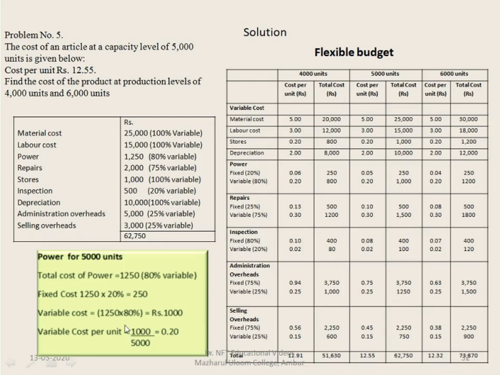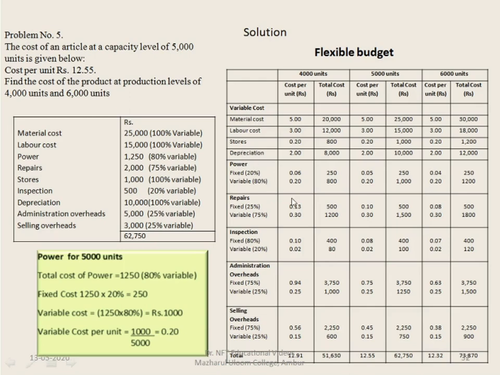Now we'll find out the variable cost. Variable cost for power, 1,250 into 80%, is 1,000. We'll find out cost per unit. 1,000 divided by 5,000 units, which is given. So for 1 unit it is 1,000 divided by 5,000, which is equal to 0.20.